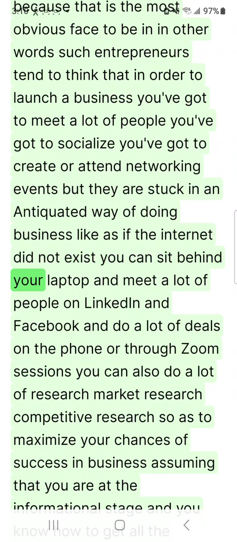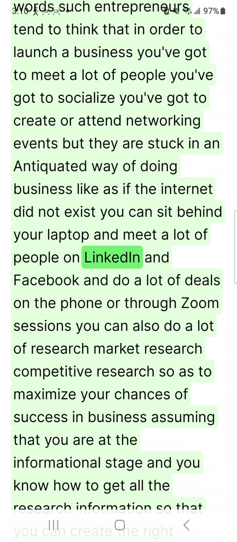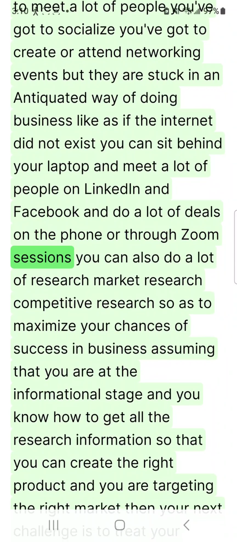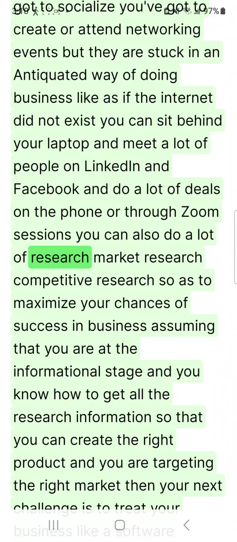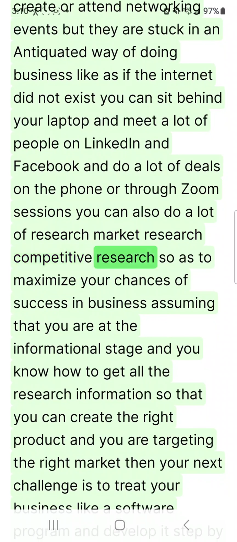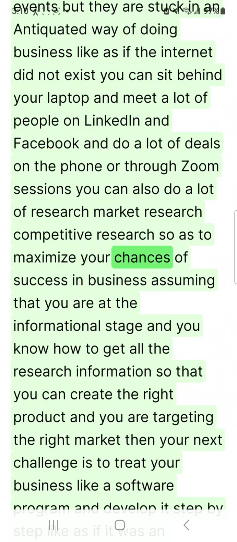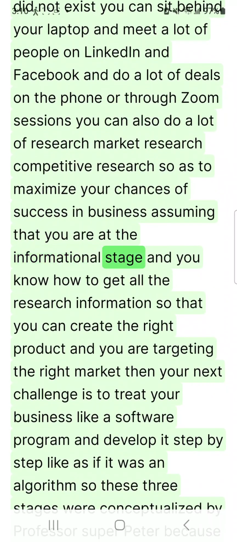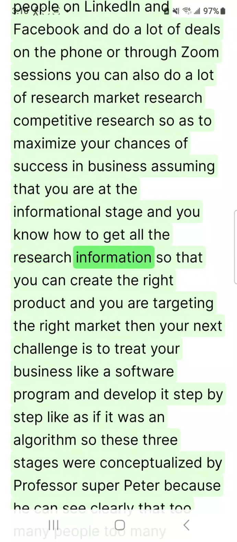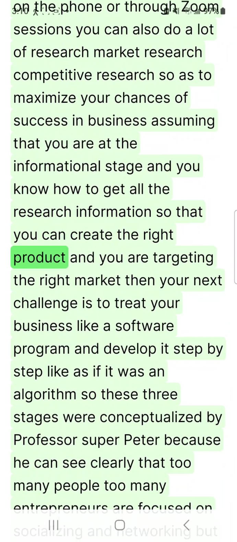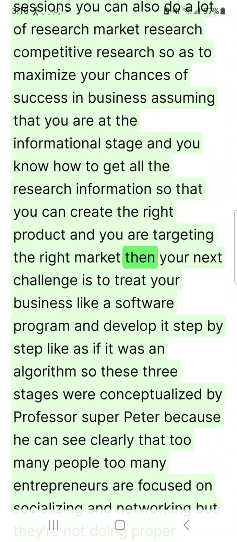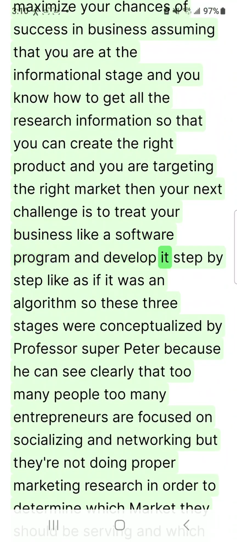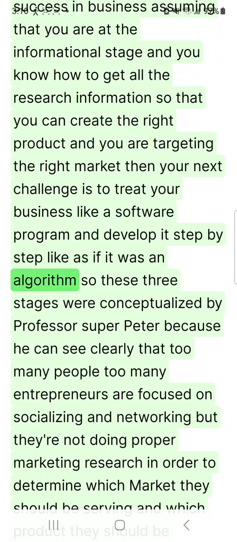You can sit behind your laptop and meet a lot of people on LinkedIn and Facebook and do a lot of deals on the phone or through Zoom sessions. You can also do a lot of research, market research, competitive research, so as to maximize your chances of success in business. Assuming that you are at the informational stage and you know how to get all the research information so that you can create the right product and you are targeting the right market, then your next challenge is to treat your business like a software program and develop it step by step, as if it was an algorithm.